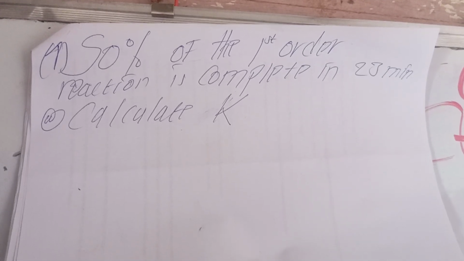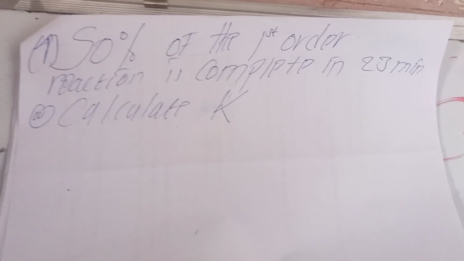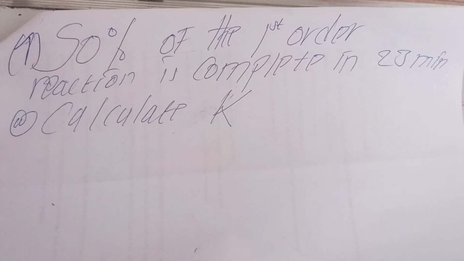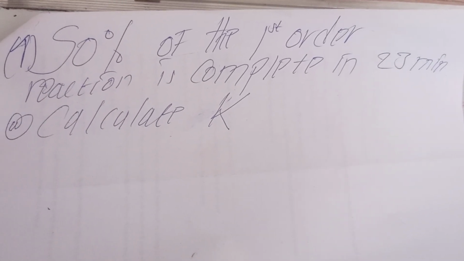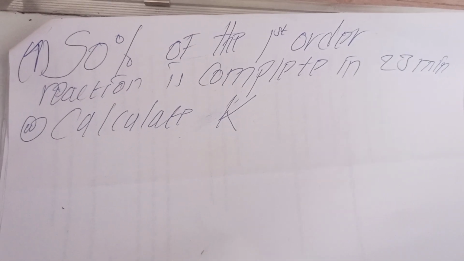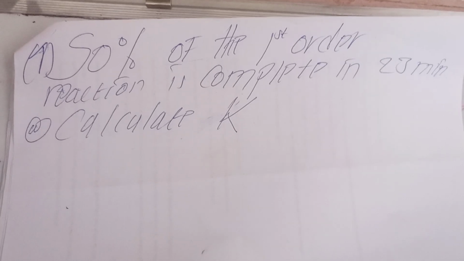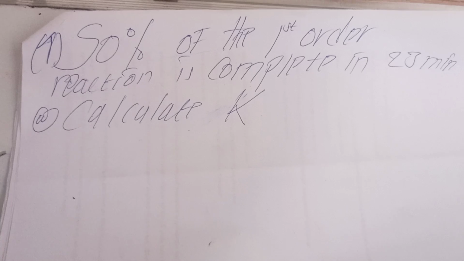The question you should ask yourself, or the things you're supposed to note down, is what is this order? Is it second, third, or zero? We're talking about the first order reaction. Then what is the time taken? We're talking about 23 minutes, since 23 minutes is required for the reaction to reach 50% in a first order reaction. So we need to find the value of K. How are we going to go about it?